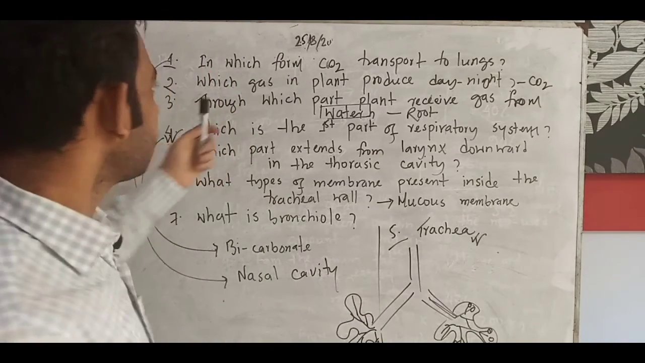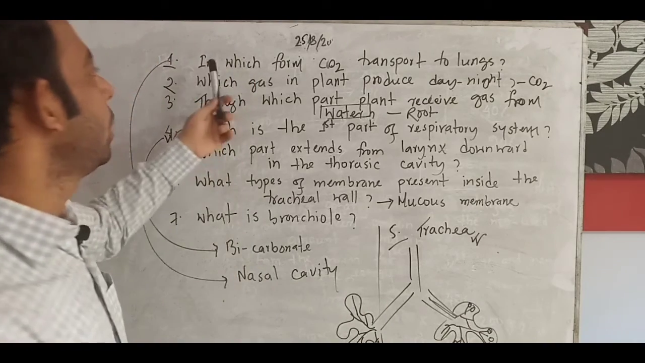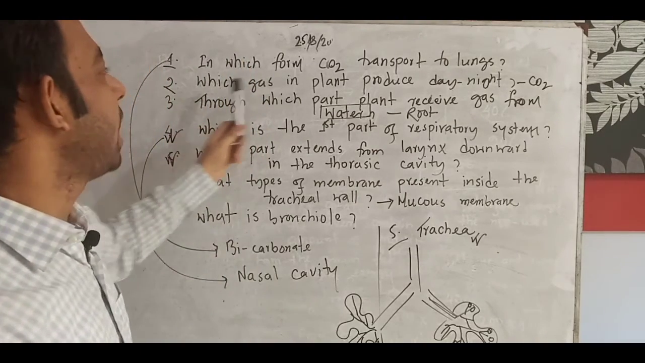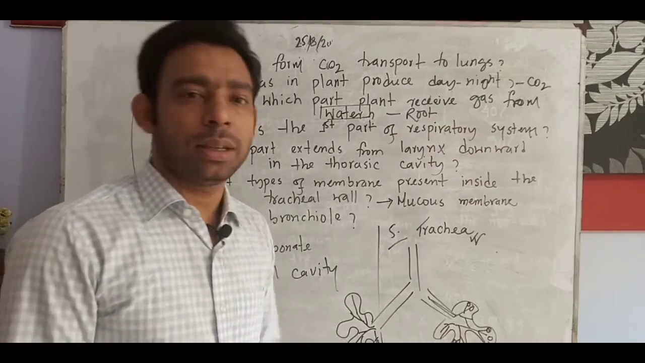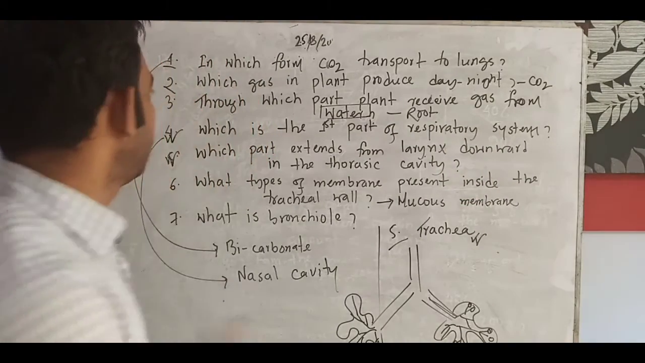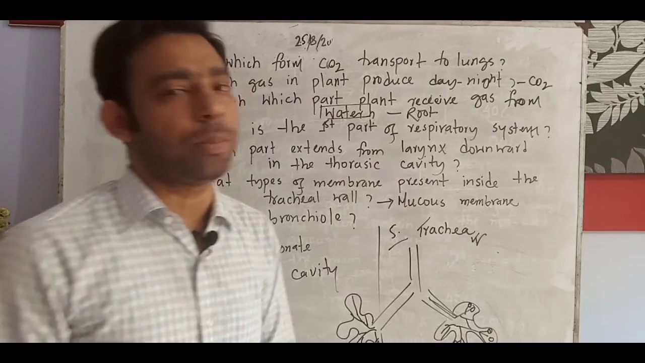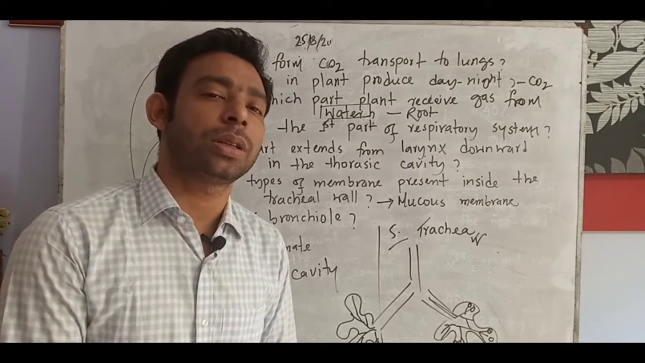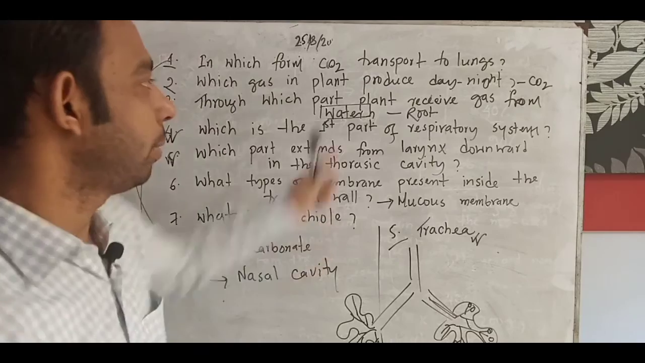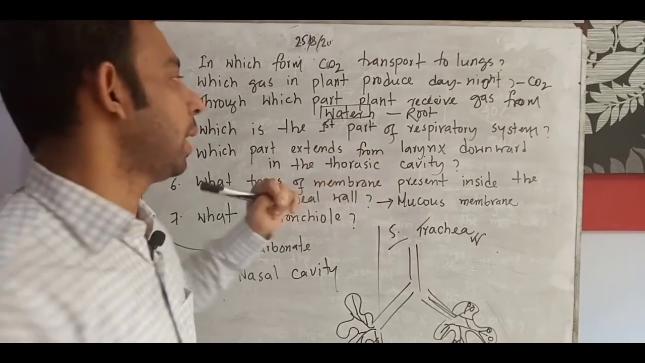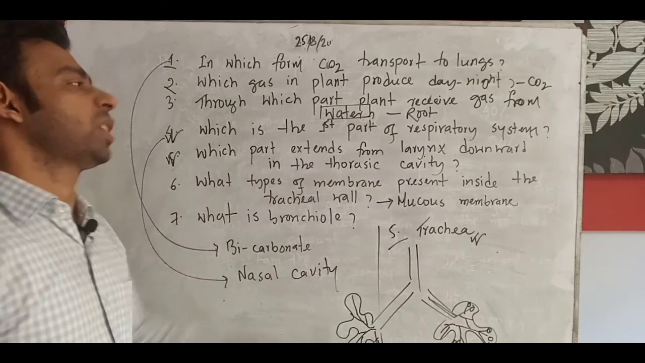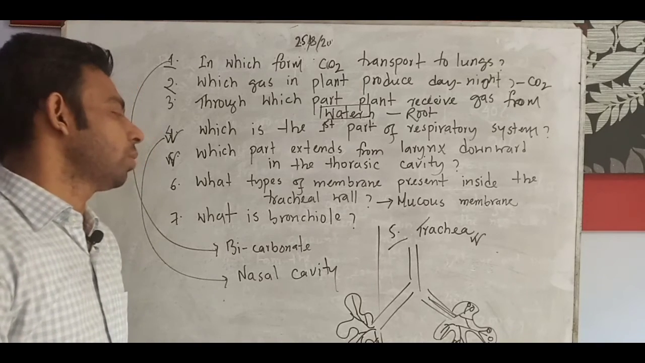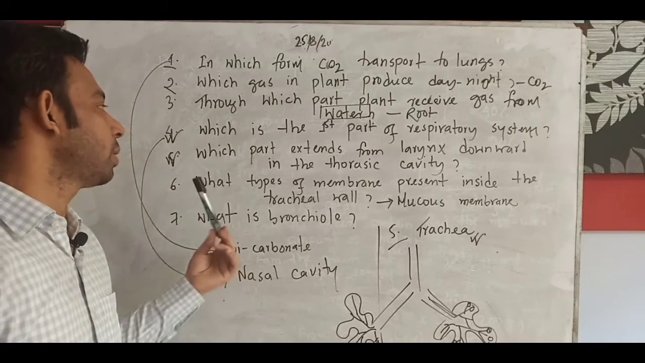Okay. By the way, what we have gone through: in which form is carbon dioxide transported to the lungs? Bicarbonate form, I have written there. Which gas does a plant produce day and night, in both cases? Carbon dioxide. Through which part does a plant receive gas from water? Very important. I told you, in the form of water, the plant absorbs it through roots. Remember, in air, through aerial parts, leaves or other parts. Which is the first part of the respiratory system? Not the nose. I was surprised when I saw many students write the nose. No, the nasal cavity is the first part of the respiratory system.